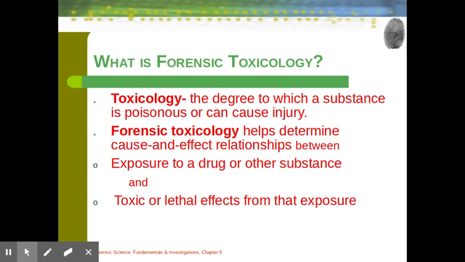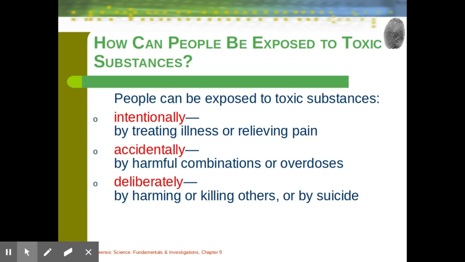So, forensic toxicology helps determine the cause and effect relationships between exposure to a drug or substance and the toxic or lethal effects from that exposure. So, this can be done intentionally. So, some people are treating illness or trying to relieve pain and are taking these substances intentionally. Sometimes it's accidental. So, you may not realize harmful combinations, or an accidental overdose. And then, of course, there's deliberately. So, if you are trying to harm or kill others or yourself for suicide. So, these are the different columns that you can fall into here.